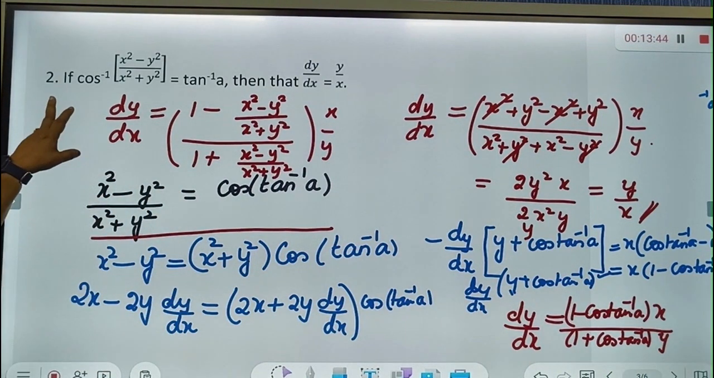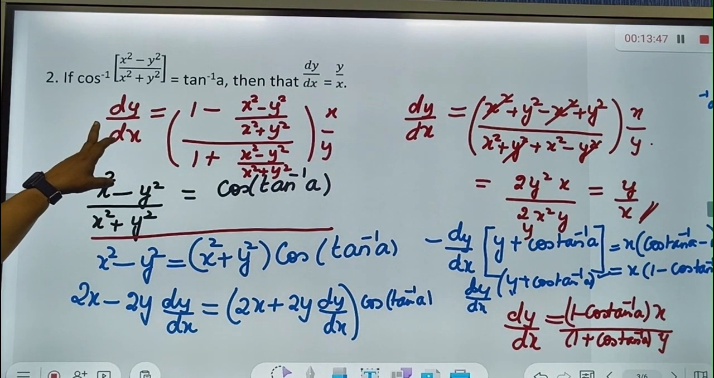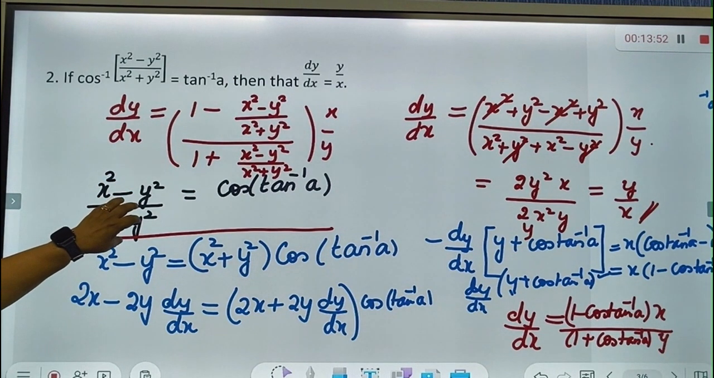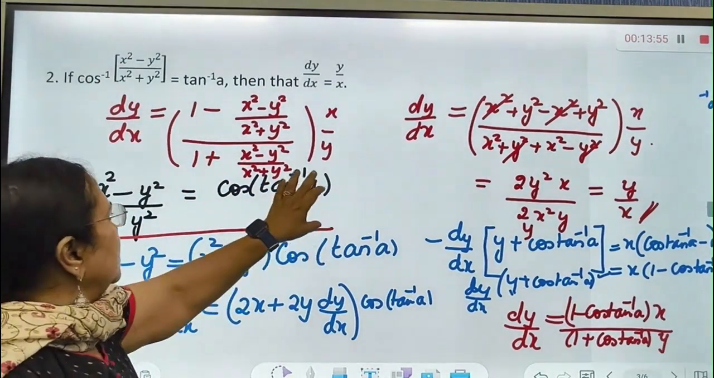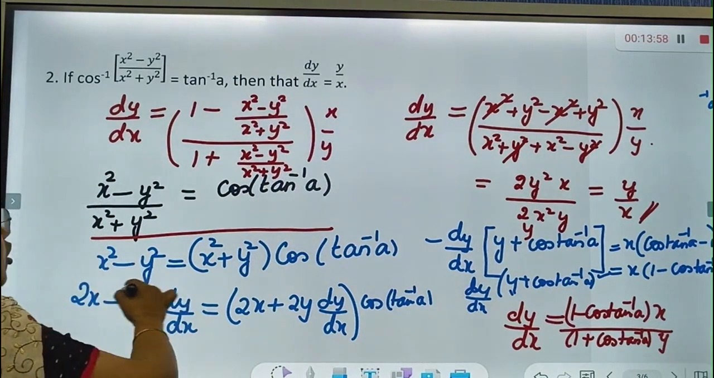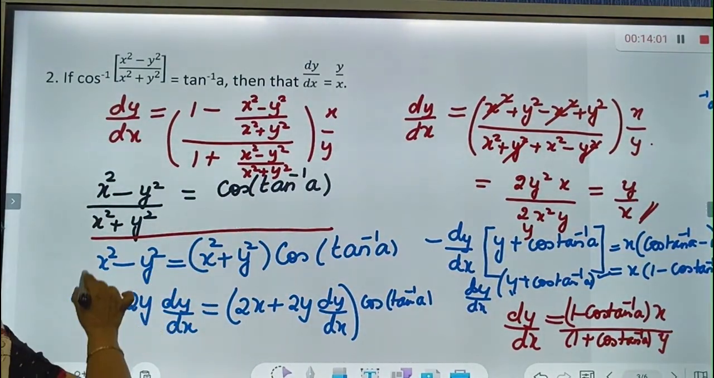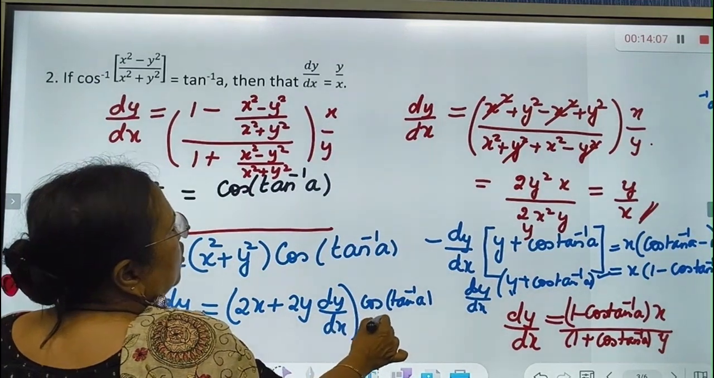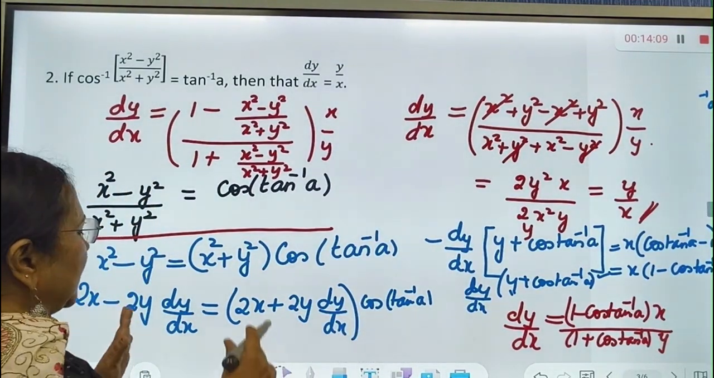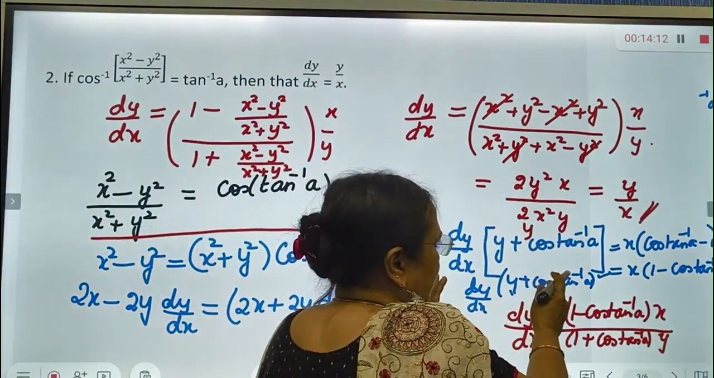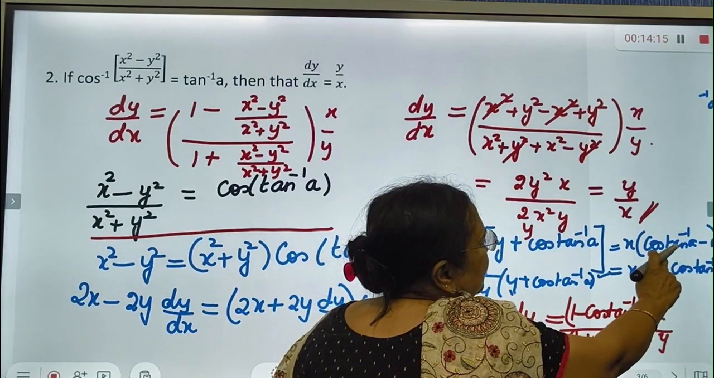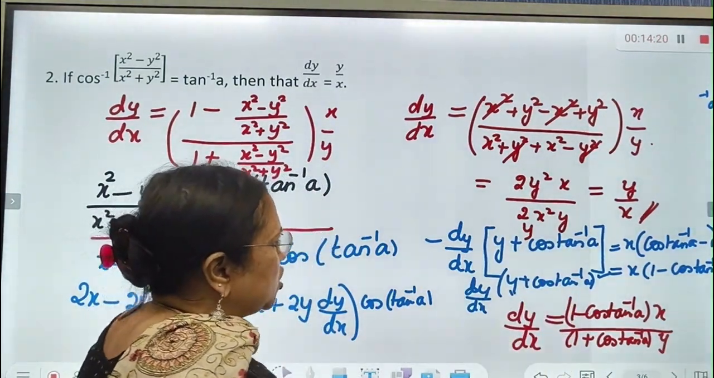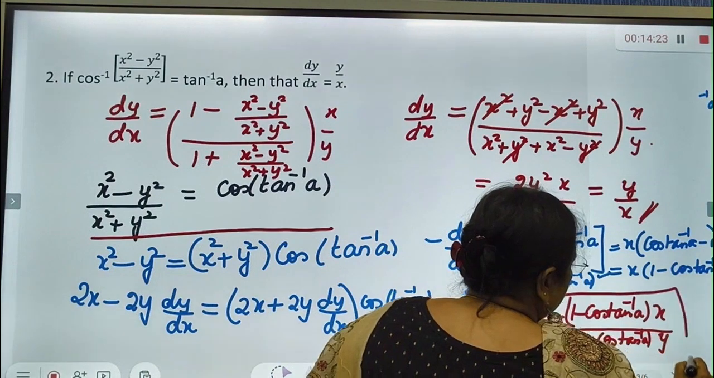So the idea is cos inverse of x square minus y square by x square plus y square equal to tan inverse A. You write x square minus y square by x square plus y square as cos of tan inverse A. That is the most important step. Then I have cross multiplied, and then I have differentiated 2x minus 2y into dy by dx equal to 2x plus 2y dy by dx into cos of tan inverse A. Then I have collected the terms containing dy by dx. I have a minus sign, I brought it there and written cos of tan inverse A minus 1 as 1 minus cos of tan inverse A. So from that you get dy by dx is this.